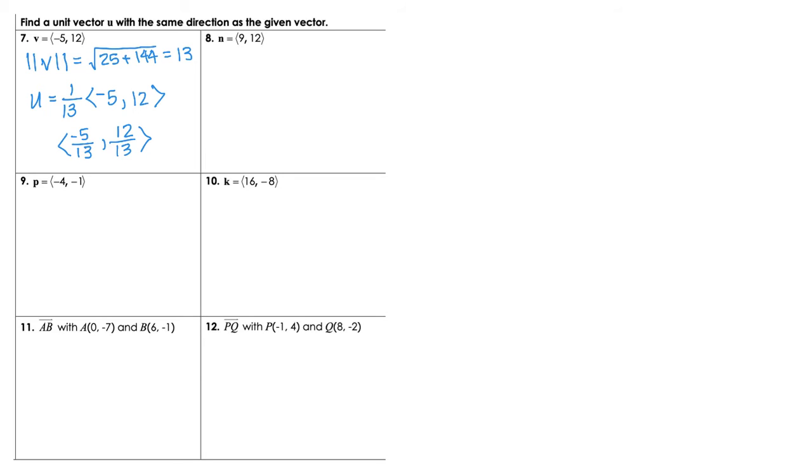All right, let's look at number 8. Again, you're going to find the magnitude of n, and this is in component form, so we're just going to say 9 squared plus 12 squared. And the square root of all that, you're going to get 15. So then you're going to come back and say, all right, the unit vector is going to be 1 over 15 times 9, comma, 12.